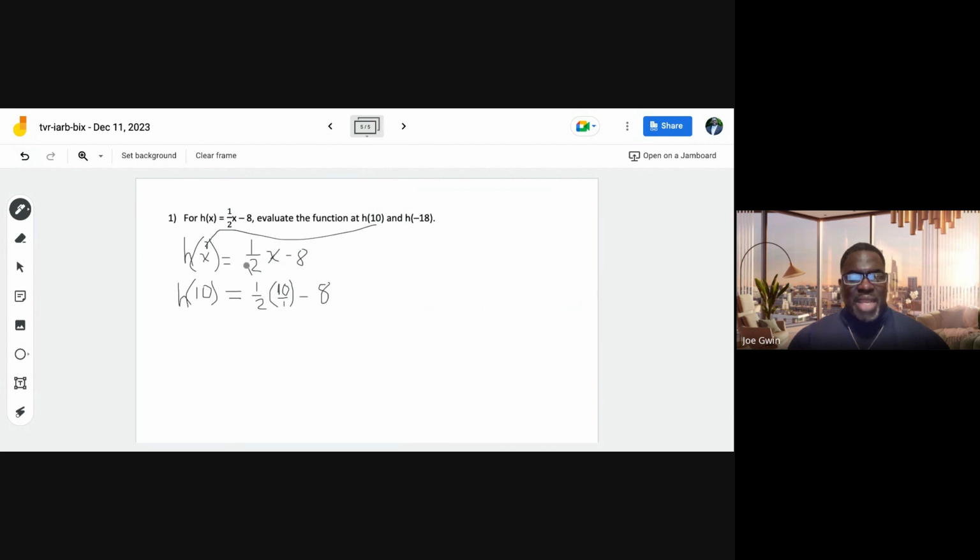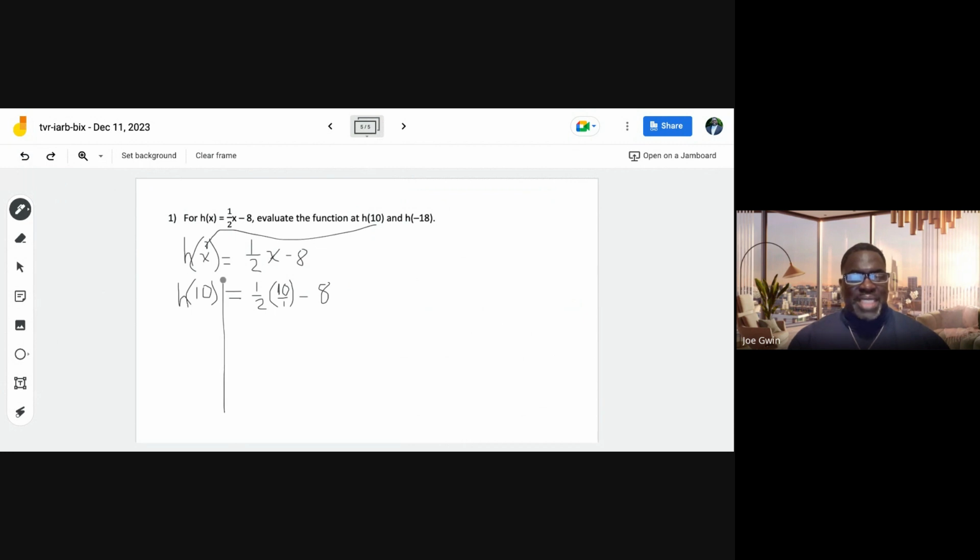So I have my 1/2 there. My x became 10. We put 10 over 1 because we're dealing with a fraction here in the 1/2. And then I brought down my minus sign. Then I brought down my 8. Okay, so far so good.